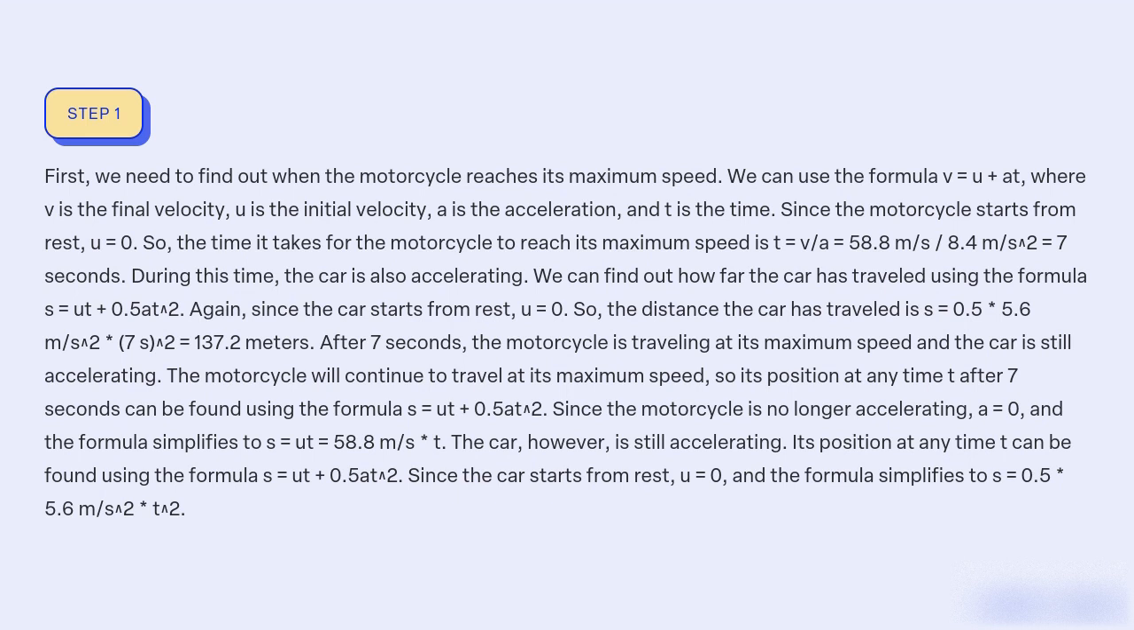Its position at any time t can be found using the formula s = ut + 0.5at². Since the car starts from rest, u equals 0 and the formula simplifies to s = 0.5 × 5.6 m/s² × t².